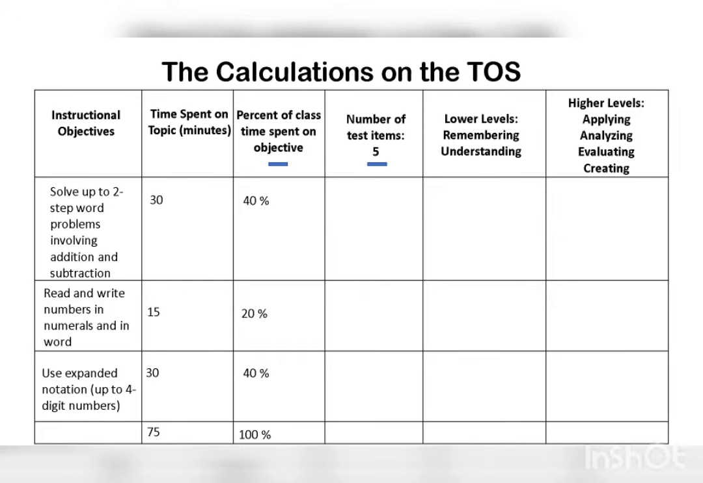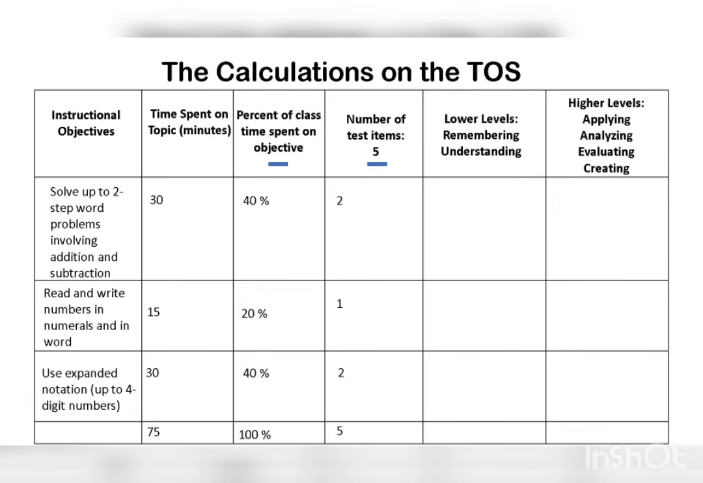Now that we have calculated how to decide the number of items on each objective, for the first objective we will have 2 items. I will now give you a chance, teachers, to work out the second and the third objective. All right, so for the second objective, we have 1 item, and for the third, we have 2 items. And remember, we said we want to do 5 items on this test. So at the bottom here, we must ensure that all these are added up to 5.